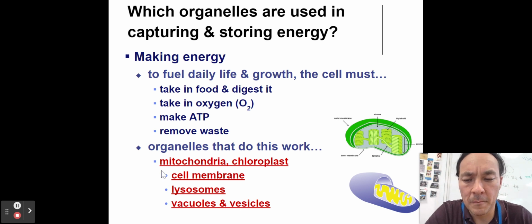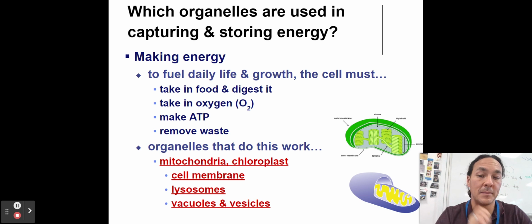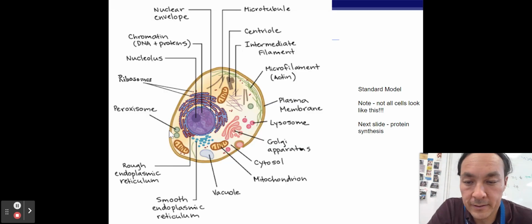The main ones I'm worried about for your introductory biology class here are the mitochondria and the chloroplast. The mitochondria take in oxygen. They're going to use glucose, and they're going to oxidize it and make lots of ATP. Chloroplasts make that glucose. All right, here's a standard model of a cell from Khan Academy.